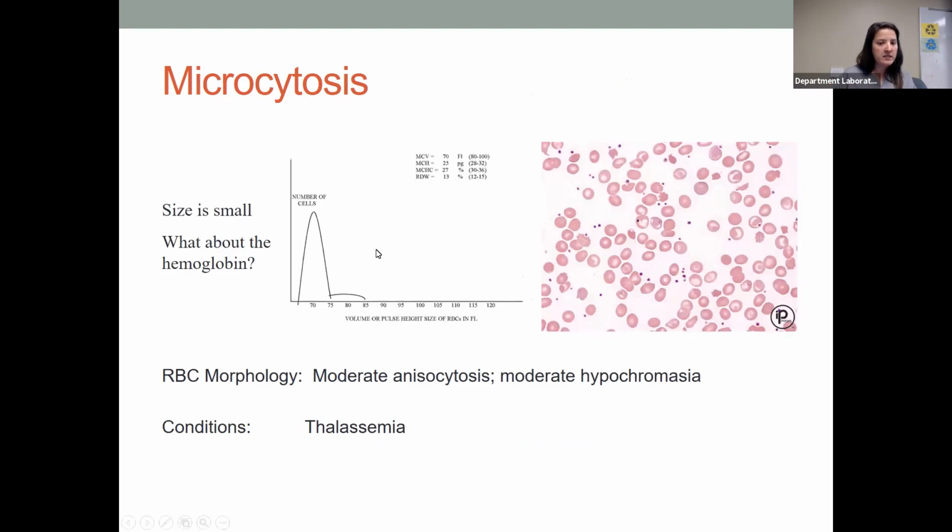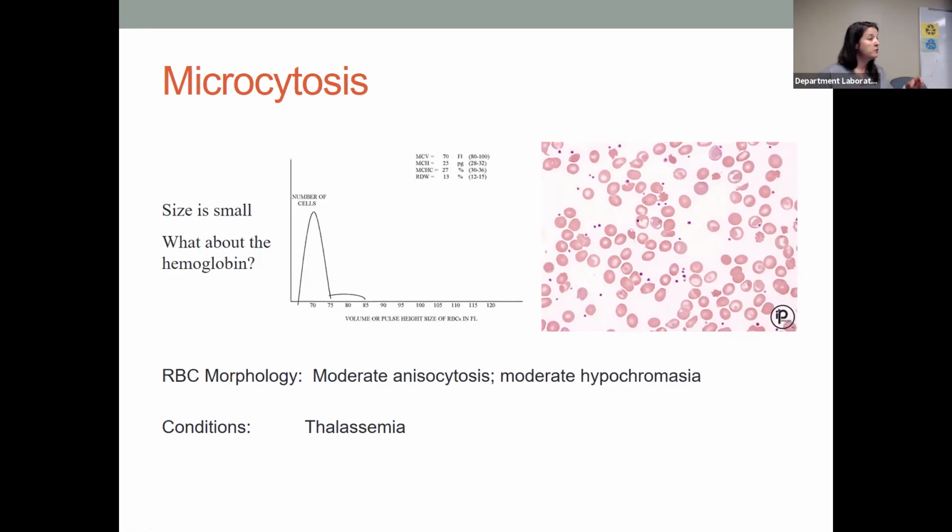All right, so take a look at this one. Our MCV is 70 femtoliters. So what type of cells do you guys expect size-wise? Microcytes, small in size. Notice our MCH and our MCHC values. Our MCH is 25 picograms, so very low hemoglobin content. Our MCHC is 27%. I don't feel like this is a very good example. You have very severe microcytic hypochromasia.